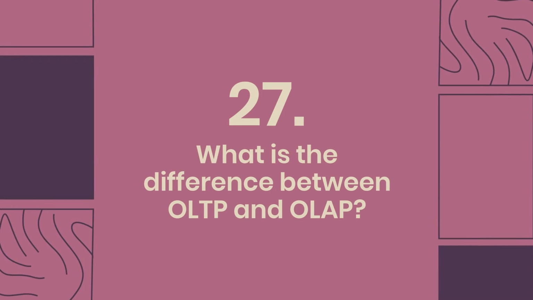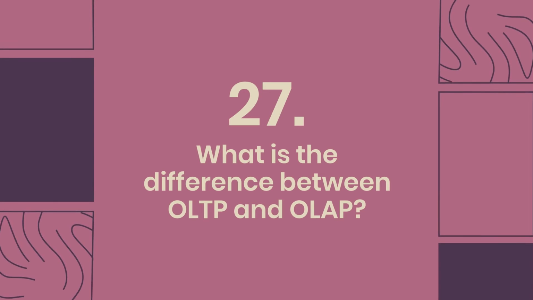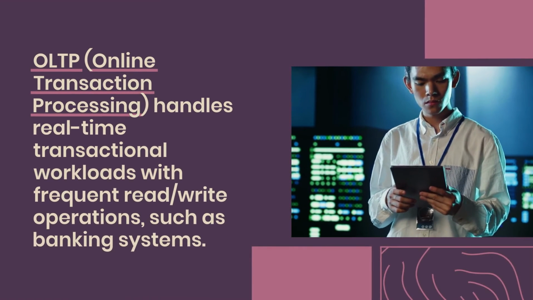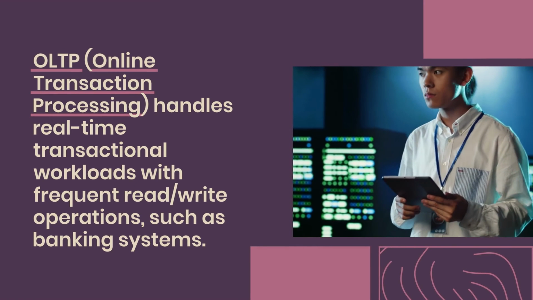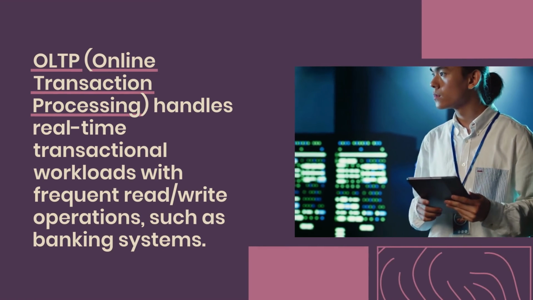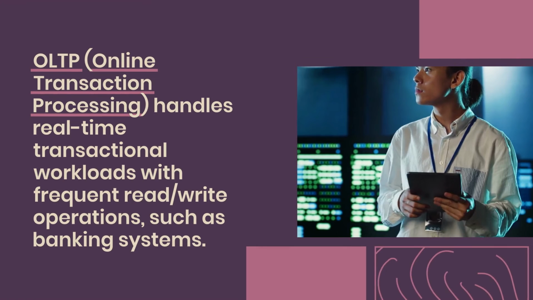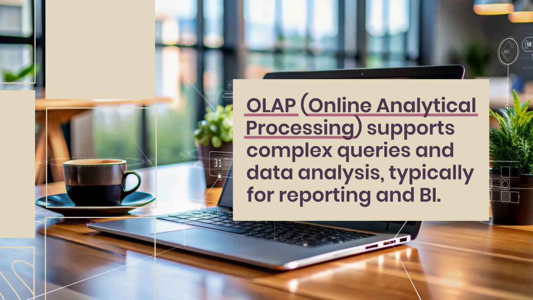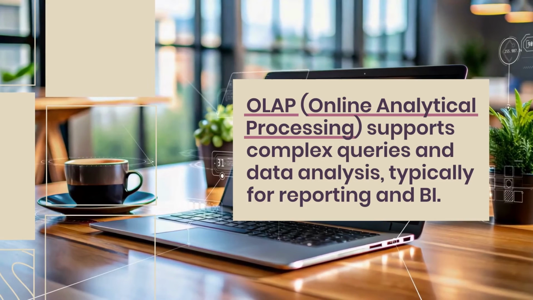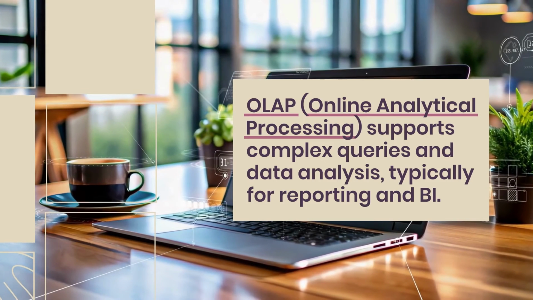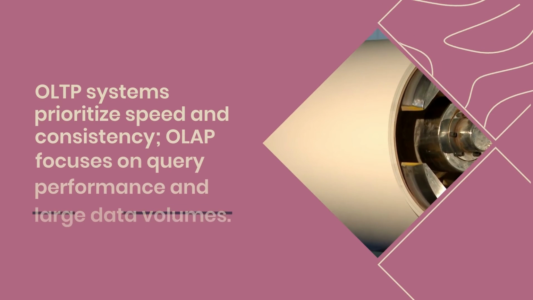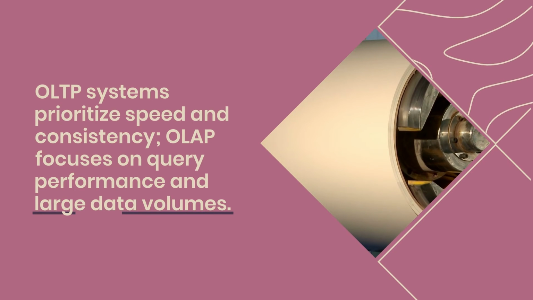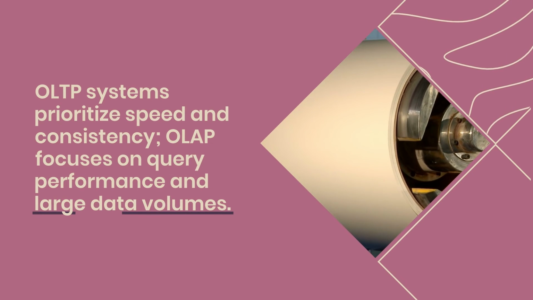27. What is the difference between OLTP and OLAP? OLTP, Online Transaction Processing, handles real-time transactional workloads with frequent read/write operations, such as banking systems. OLAP, Online Analytical Processing, supports complex queries and data analysis, typically for reporting and BI. OLTP systems prioritize speed and consistency. OLAP focuses on query performance and large data volumes.